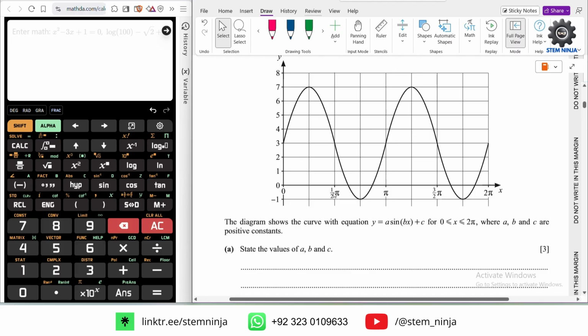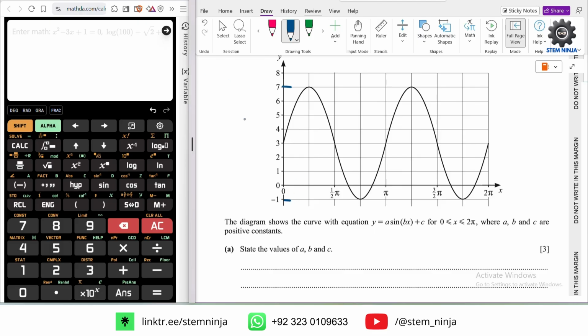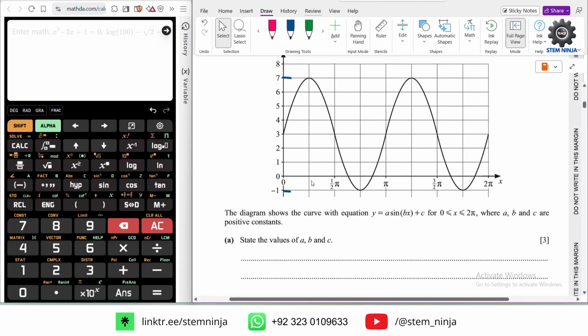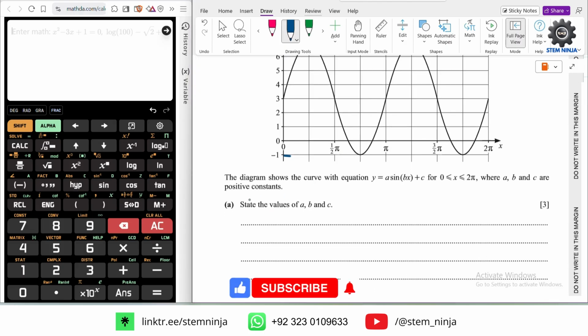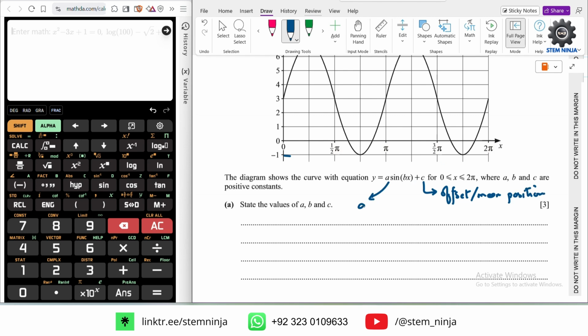Okay, so a can be found from the maximum and minimum divided by 2. We can first define that. This is your offset or the mean position. This is our amplitude, and this is a factor related to the period, so we need to figure that out.